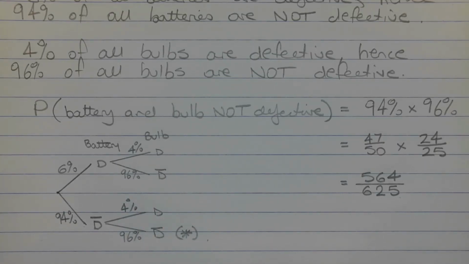Now the outcome that we're interested in is choosing a battery and a bulb that are both not defective. So we're following this path here, these two branches. So this branch here and this branch here, and that's why I've labelled it with an asterisk. So 94% times 96% in exact form gives us 564 over 625.